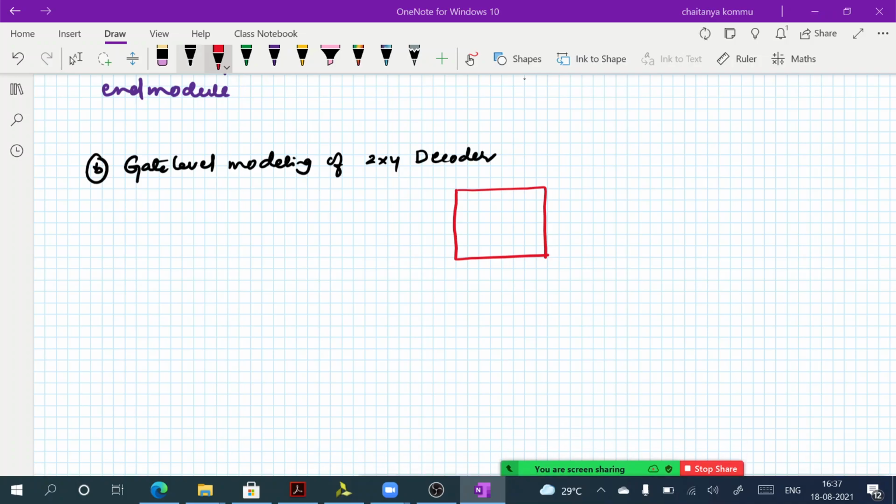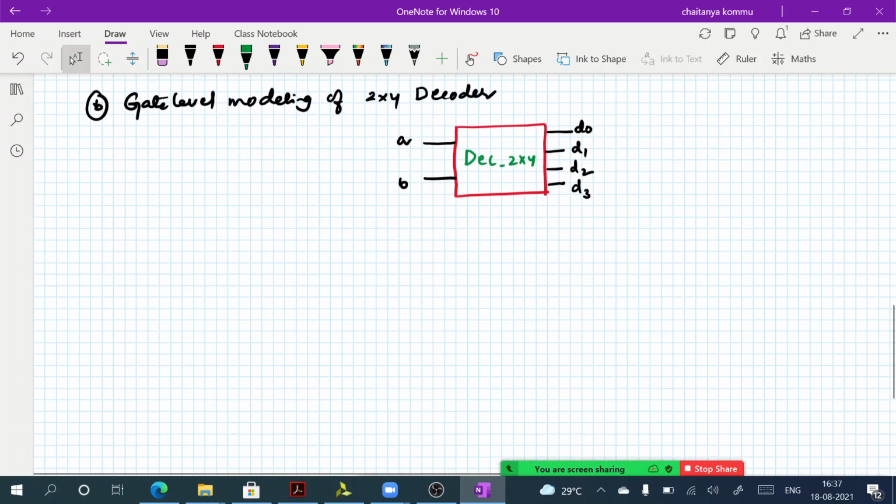The external view of this one is something like this, having two input signals called A and B, and four output signals. We know that very well. D0, for example, D1, D2, D3. So it is a 2x4 decoder. Decoder underscore 2x4 is the name that I have given. So what is the gate level circuit for this one? As we know, it is possible to develop it from the truth table only.